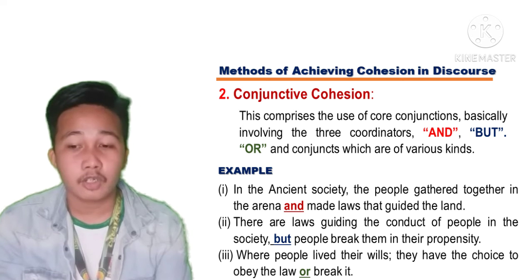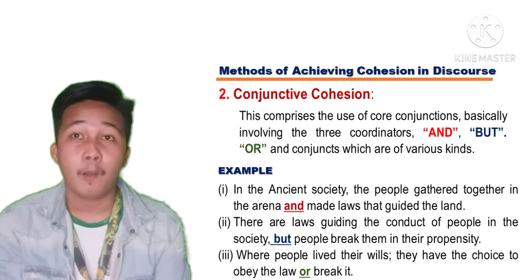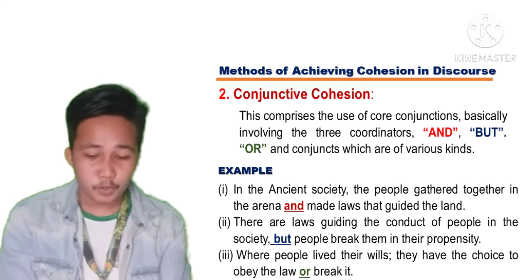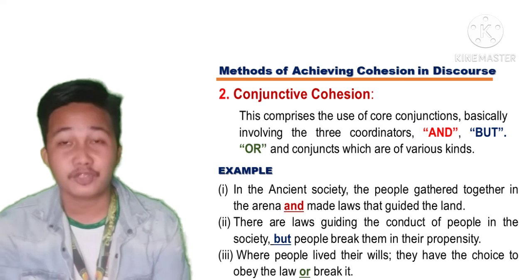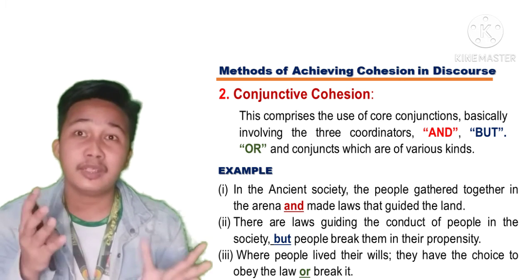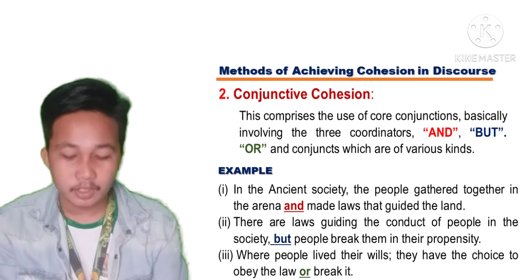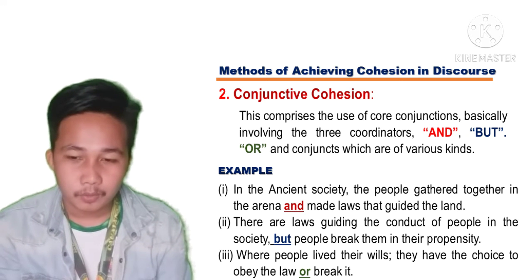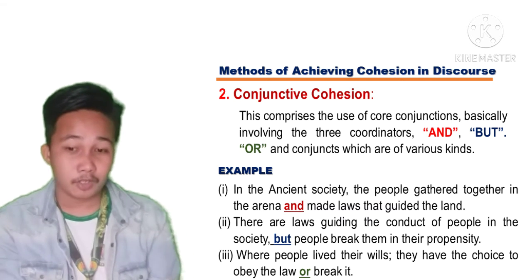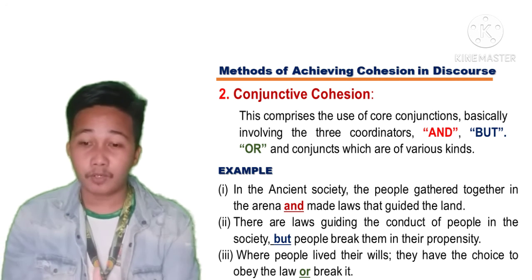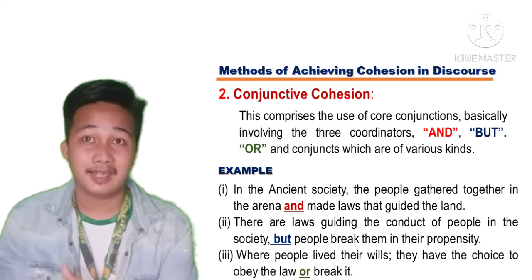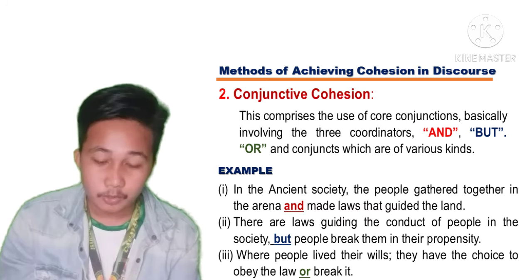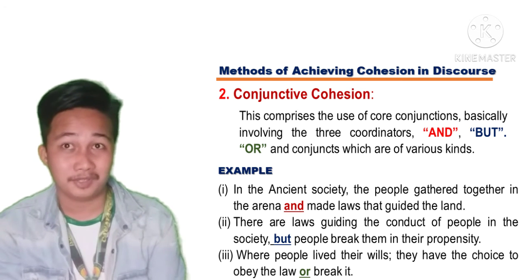The second one is there are laws guiding the conduct of people in the society, but people break them in their propensity. So but is used to introduce a statement that adds something to a previous statement and usually contrasts with it in some way. So we contrast the first clause with but people break them in their propensity. That is the reason why we use but, to contrast the first clause.